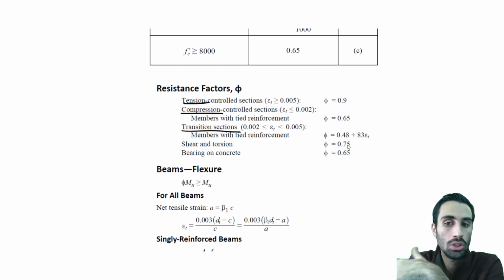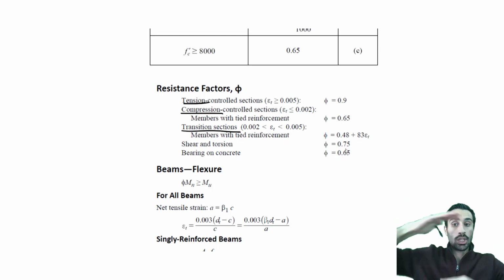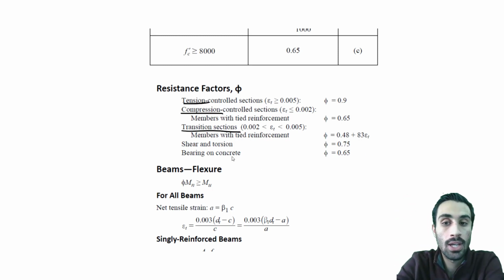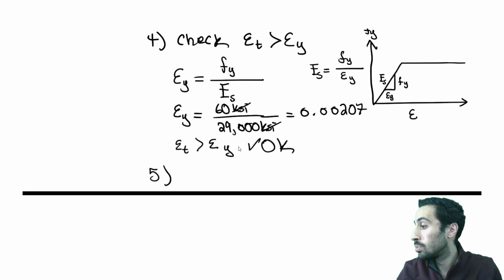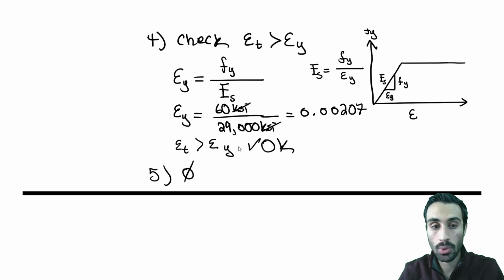Anytime for shear and torsion, use 0.75. Any shear, always use this for your resistance factor. And bearing on concrete, for example, like compression, you use the 0.65. So in this case, we know it's going to be tension controlled, so the phi value should be 0.9. 0.9, and we're basically done at this point, right?